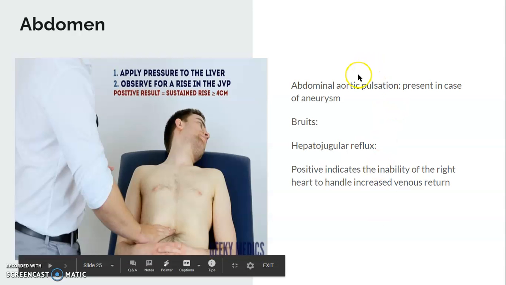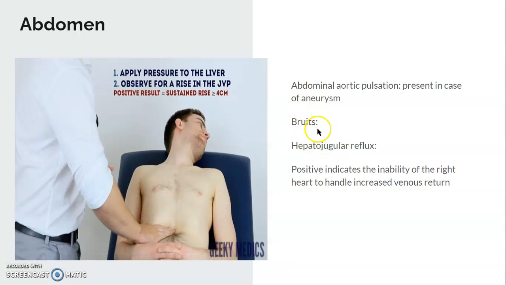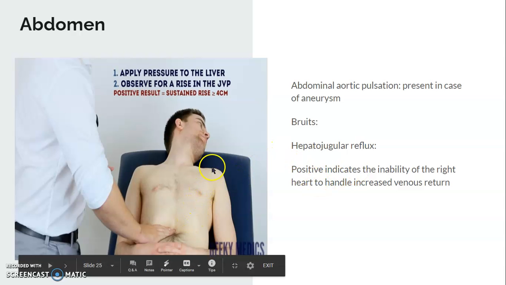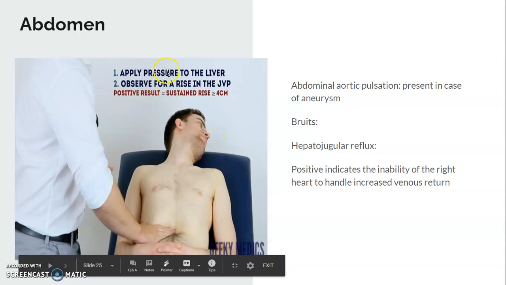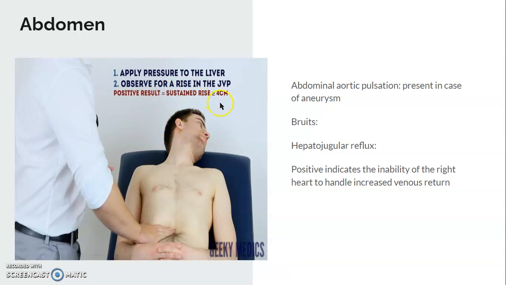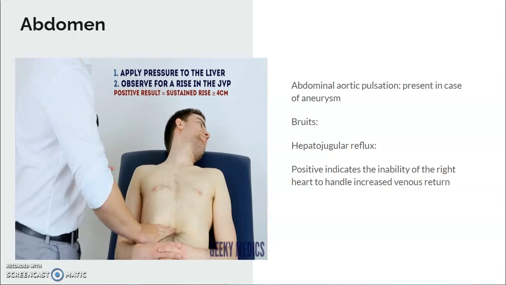In abdomen, you will look for abdominal aortic pulsation, which is visible, and bruits with the help of the stethoscope bell. Hepatojugular reflex. To check it, you will keep the patient's head upright at 45 degree height. Apply pressure just below the liver. Observe a rise in the JVP. The positive result indicates a sustained rise of 4 cm. In most patients it rises and comes down gradually, but positive indicates inability of the right heart to handle increased volume of blood.